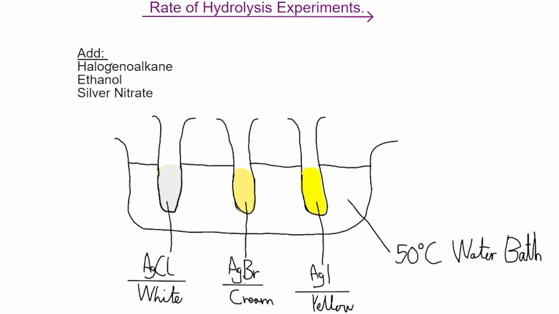And then after you add the silver nitrate to the solution, you need to time how long it takes for a precipitate to form in each of the test tubes. The halogenoalkane with the fastest forming precipitate has the fastest rate of hydrolysis. And if you want to use this to test which halogenoalkane is in your solution, you look at the color of the precipitate. If you test a chloroalkane, you would get a silver chloride precipitate, which is white. A bromoalkane would give you a cream precipitate, whereas an iodoalkane would give you a yellow precipitate.